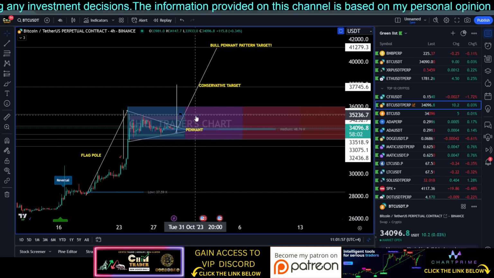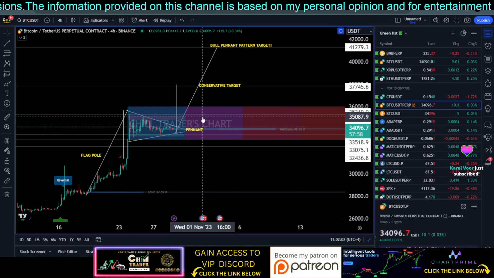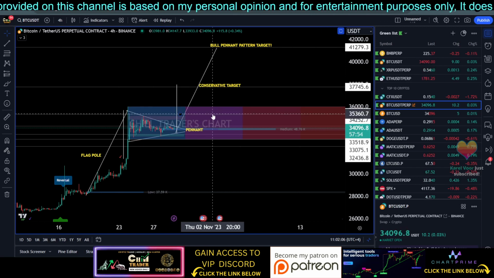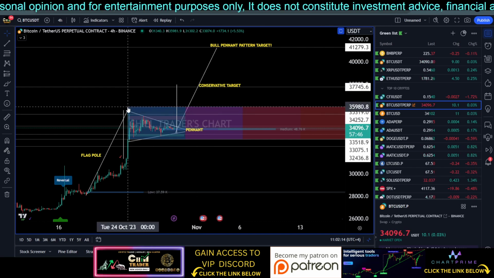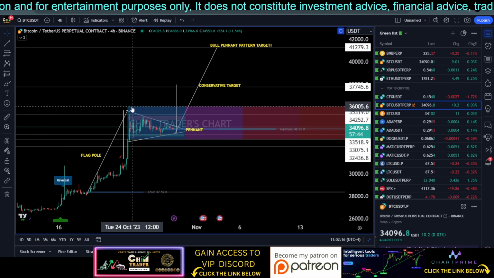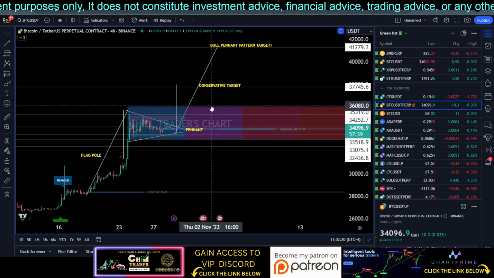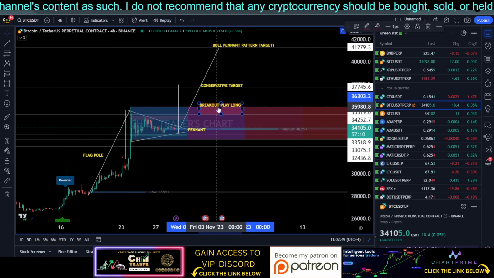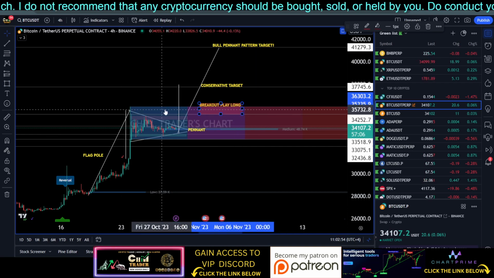So breakout confirmation would be at the top of the wedge, which is around $35,000 up to $35,400. We actually have a wick here up to $36,000. So some would wait for this long entry point right here. Some would wait for a breakout play at around this zone, from $35,300 up to $36,000.